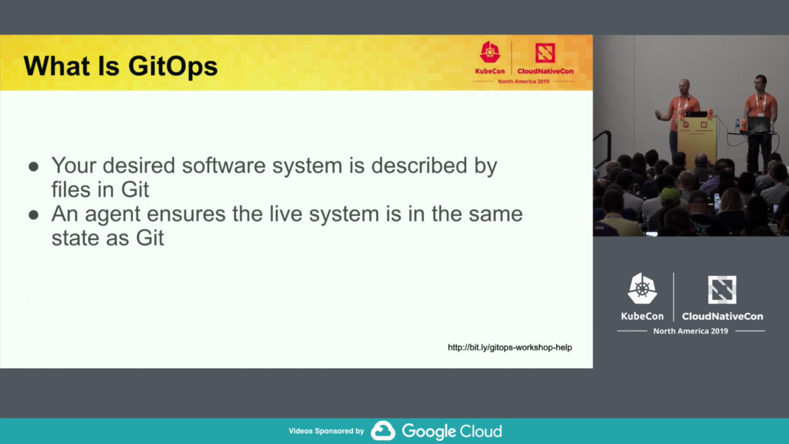Because we're doing cloud native, your software system is Kubernetes, so those files are going to be Kubernetes manifests. And then you have a piece of software called an agent. The job of the agent is to make sure the live system, which is your Kubernetes cluster, is the same as your target state described in Git. So really, the agent's job is to get your files from Git into Kubernetes. That's a really high-level description.